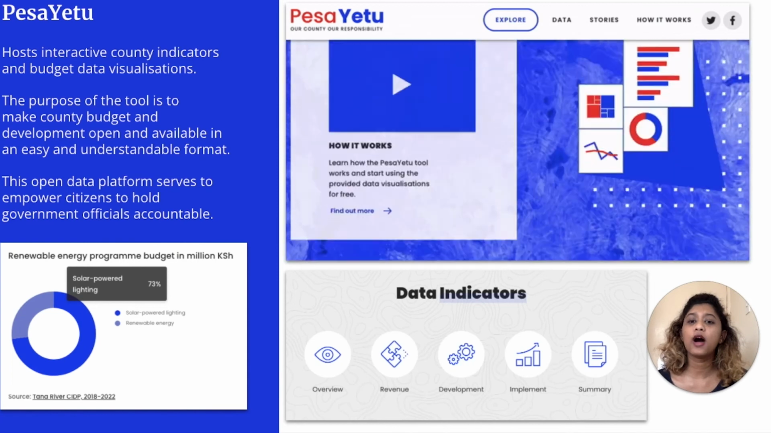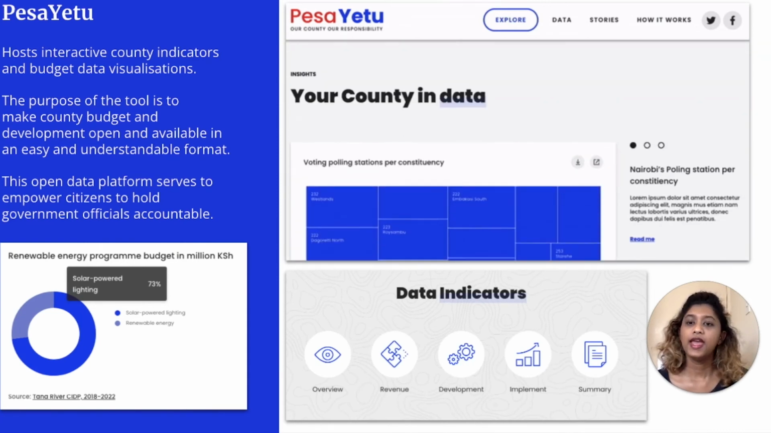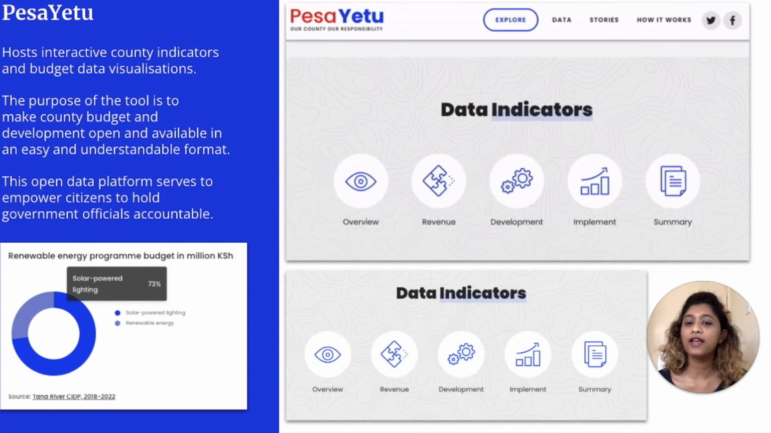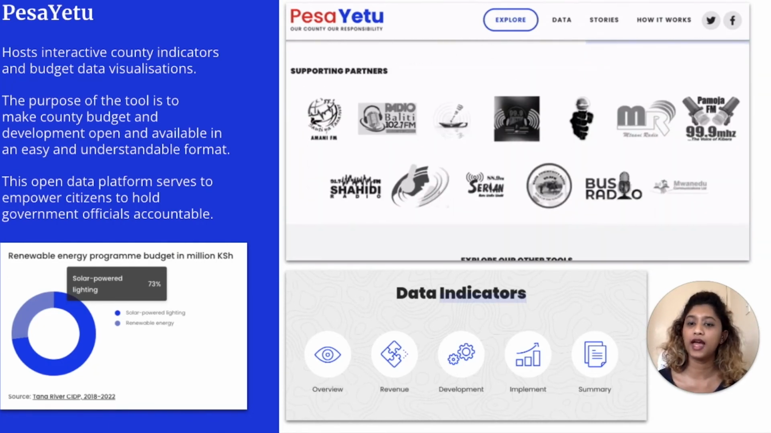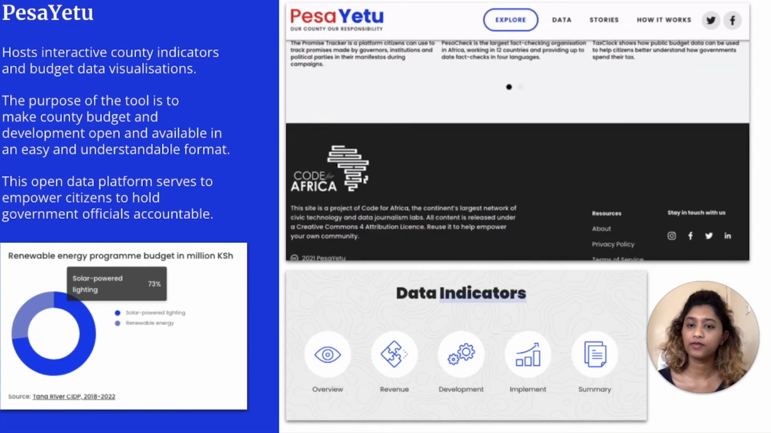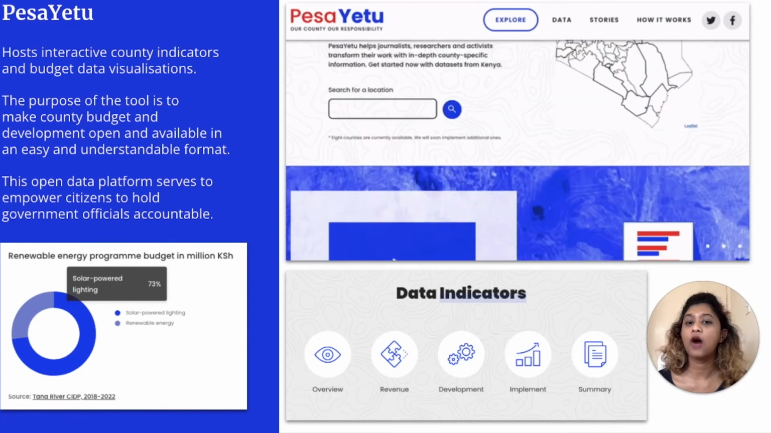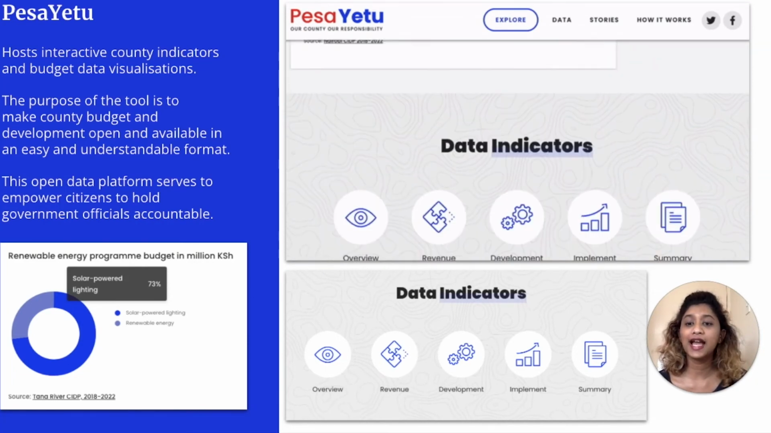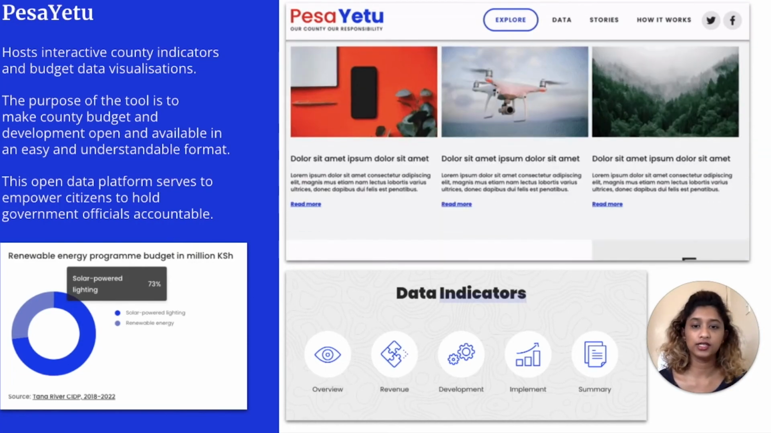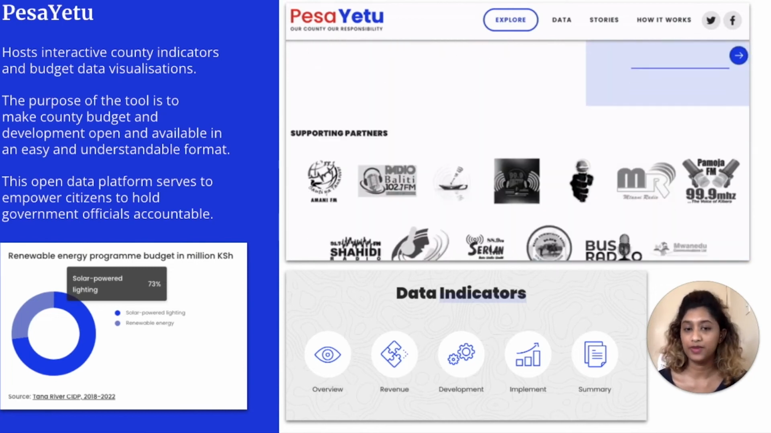So how did we go about doing the Pesa Yetu tool? Each Kenya county creates a 5-year development plan called the County Integrated Development Plan, or the CIDP. And this was the basis of our data analysis work for Pesa Yetu. We sourced the CIDP for each of the 8 counties, which were only available in PDFs.